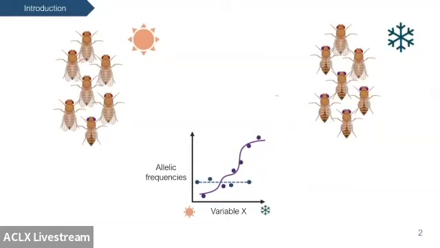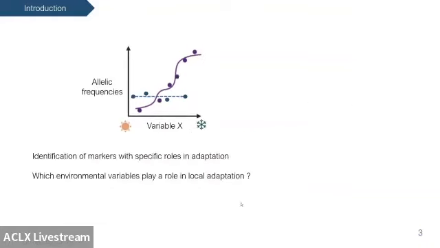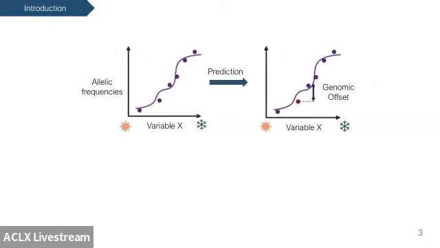So in other terms, we are able to model the variation of allelic frequencies according to the environment, which can be characterized by variables such as temperature, for example. And this genome-environment association is very important because it can allow us to identify markers or environmental variables that play a role in local adaptation. And if this association is well done, it can theoretically be used to do some prediction.